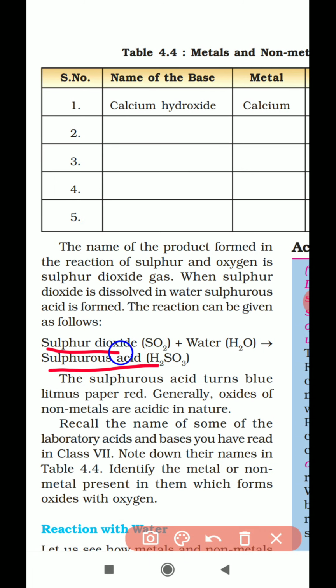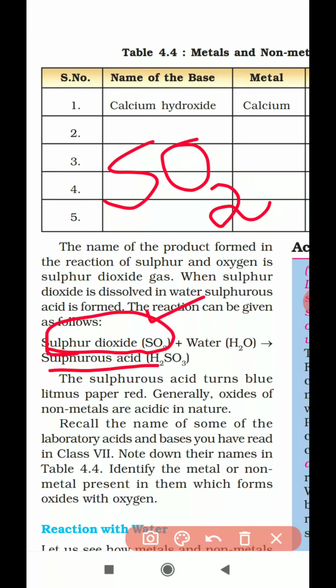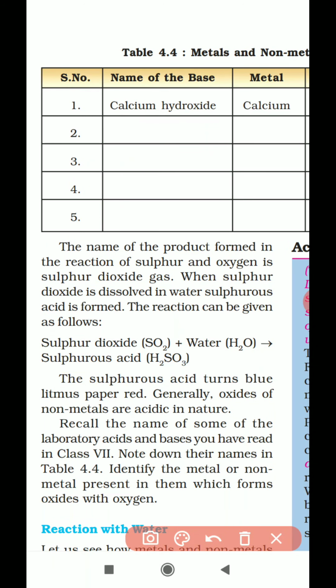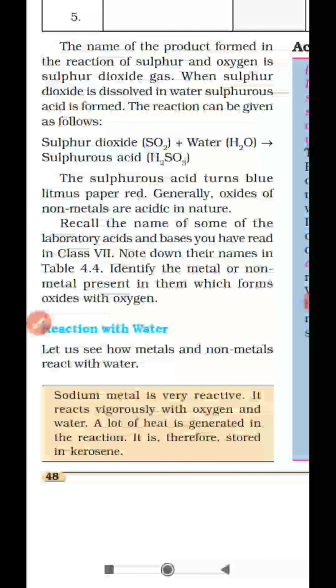So the gas which we obtained on heating the sulfur is sulfur dioxide. The chemical formula of sulfur dioxide is SO2. When this sulfur dioxide reacts with water, we get an acid. That is why when I dip the litmus paper, I get the red litmus.